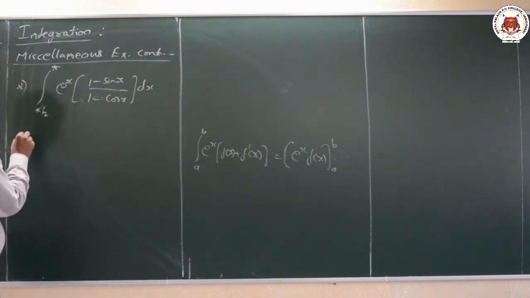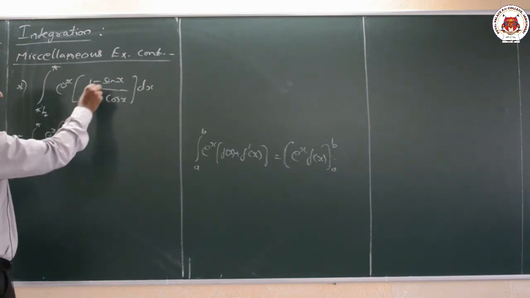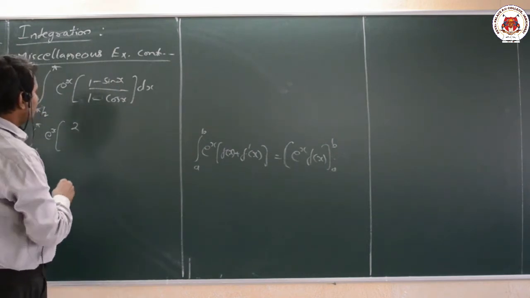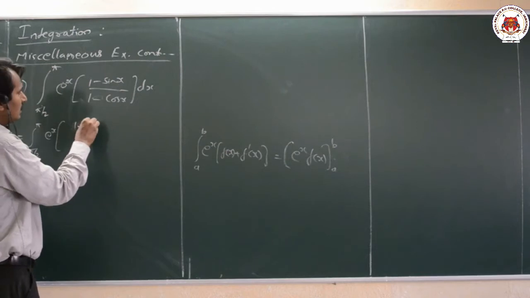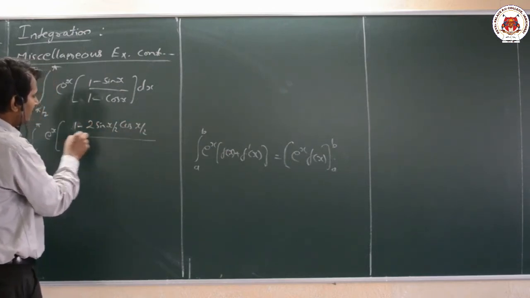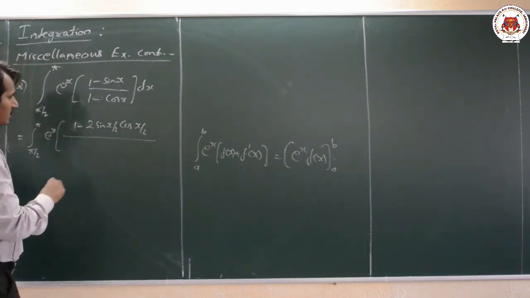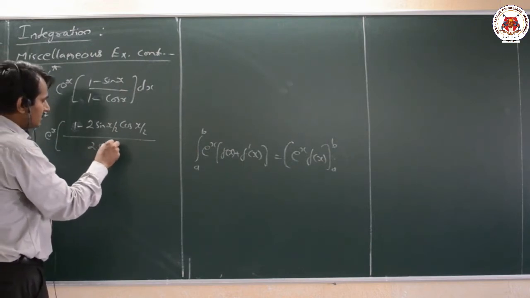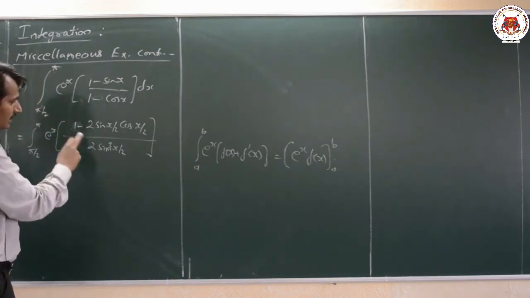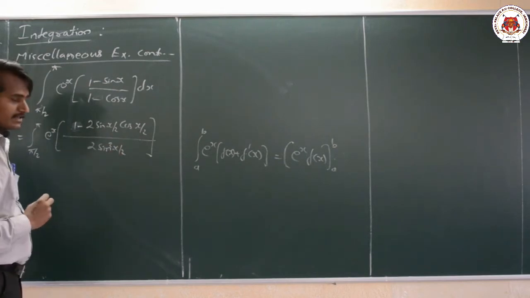Now, here we have pi by 2 to pi e raised to x into (1 minus sin x). You can write 1 minus sin x as 1 minus 2 sin x by 2 into cos x by 2, and 1 minus cos x as 2 sin square x by 2. Now I will divide the whole thing: 2 sin x by 2 cos x by 2 divided by 2 sin square x by 2.